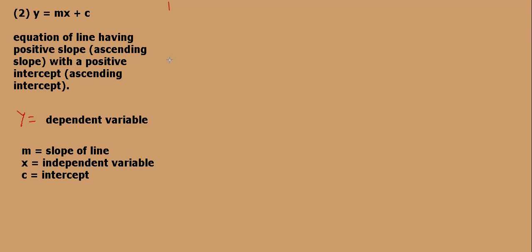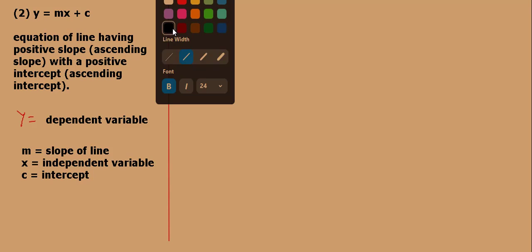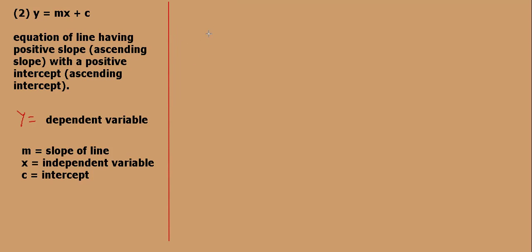So let us begin with the graph in that way. We are going to deal with the graph of y equal to mx plus c. So in this we have two axes. One is the y-axis, that is the dependent variable, and then we have the x-axis, that is the independent variable. So two axes we have drawn here.